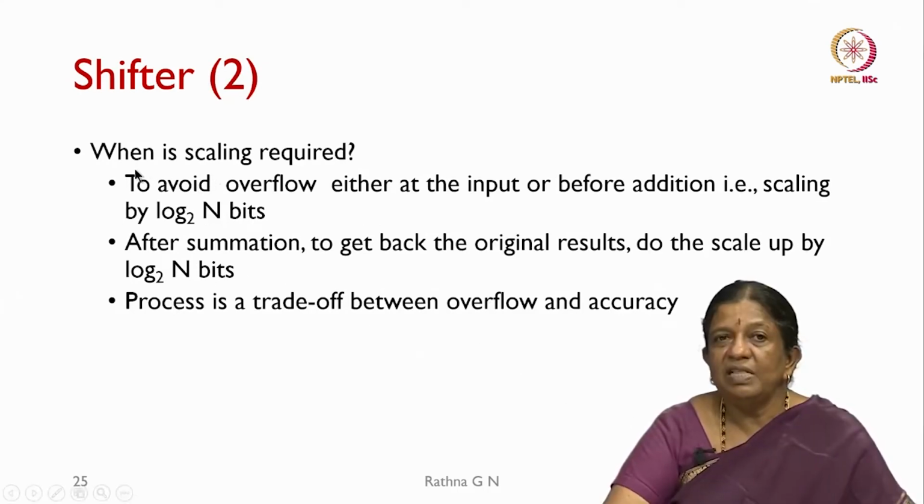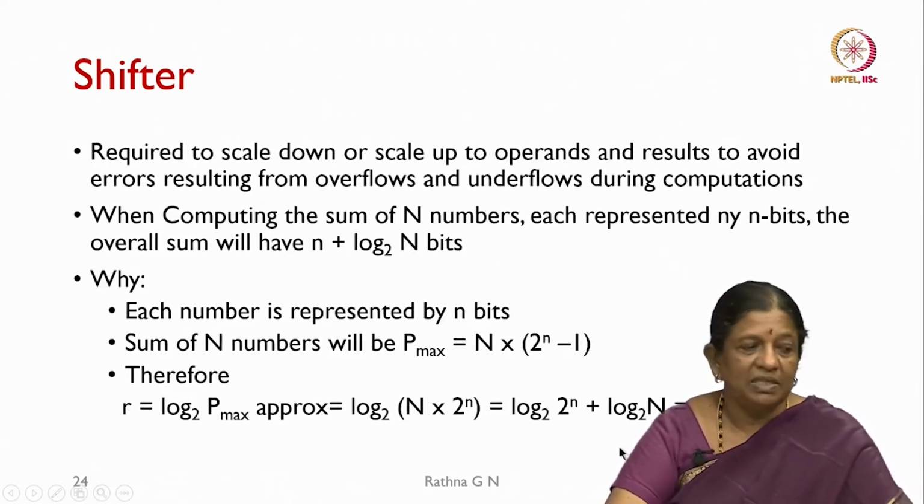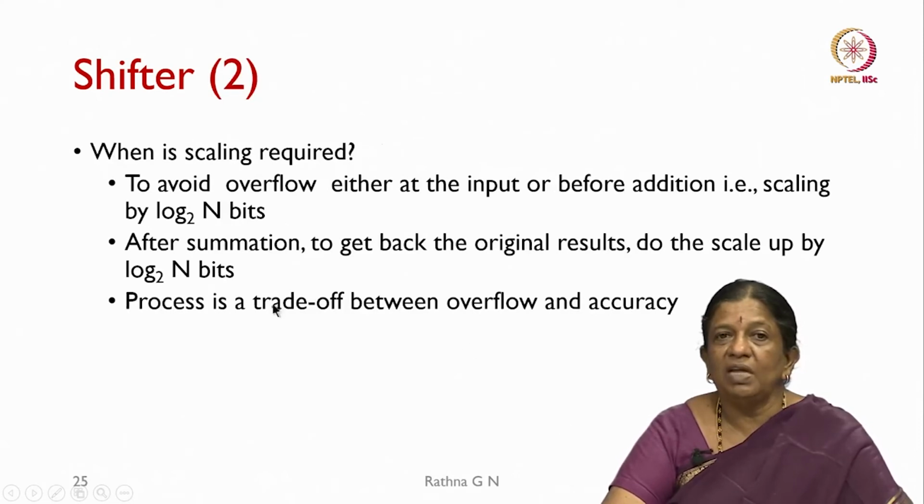Depending on this, we will say when scaling is required. To avoid overflow either at the input or before addition, we scale by log 2 N bits, based on the maximum we can represent here. So, we may have to scale the number by log 2 N bits. After summation, to get back the original result, we do the scale up by log 2 N bits. So, this is a trade-off between overflow and accuracy that one has to consider.